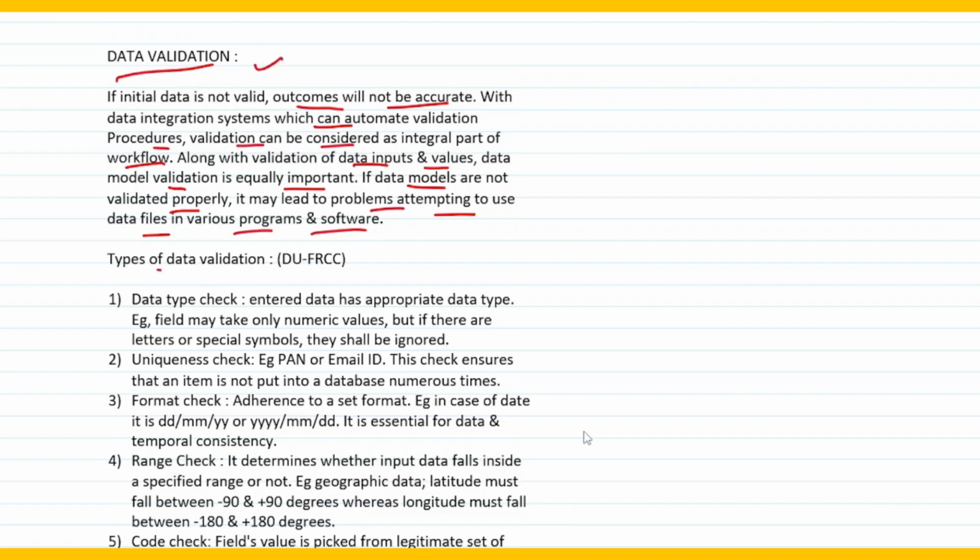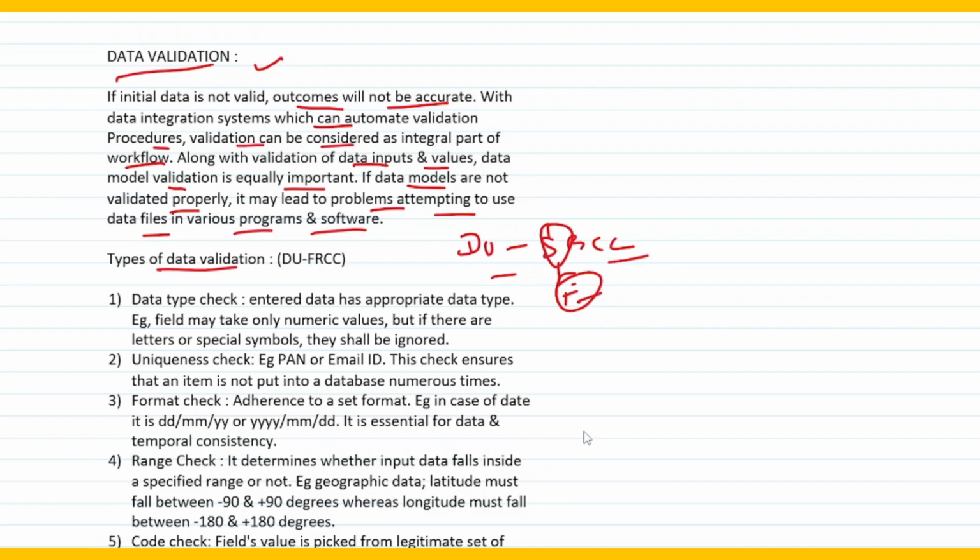Okay, what are the various types of data validation? Again, I have a technique of learning, of memorizing it. If you have a better way, you can do that. I remember it as DU, that is Delhi University, there is an institute called SRCC, that is Sri Ram College of Commerce. I just replaced this S by F, so that becomes DU FRCC, right? So if someone asks me what are the types of data validation, the first thing that comes to my mind is DU has SRCC, right?